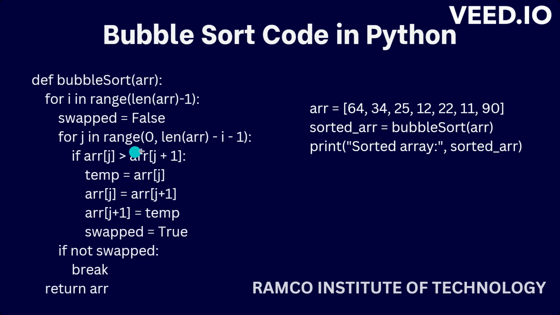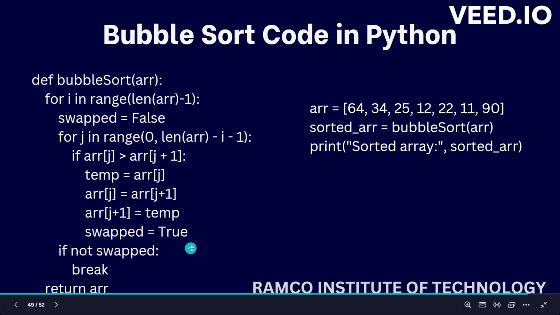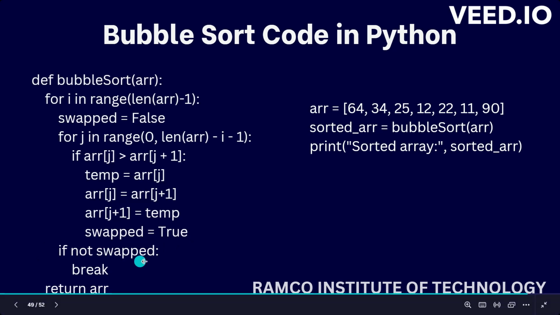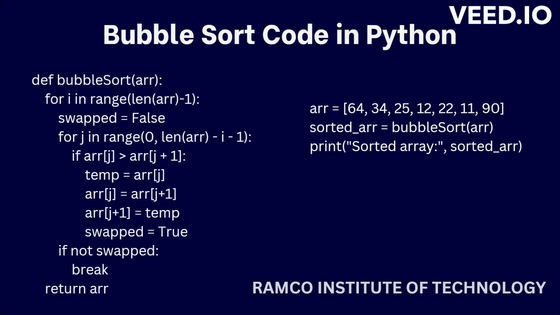So inside the inner loop, the adjacent elements are compared. That is, array of j is compared with array of j plus 1. So if the current element is greater than the next element, they are swapped. If any swap is made within the inner loop, the swap variable is set to true. If no swaps are made, it means the array is already in sorted order, and the outer loop is terminated using the break statement. So finally, the sorted array is returned.